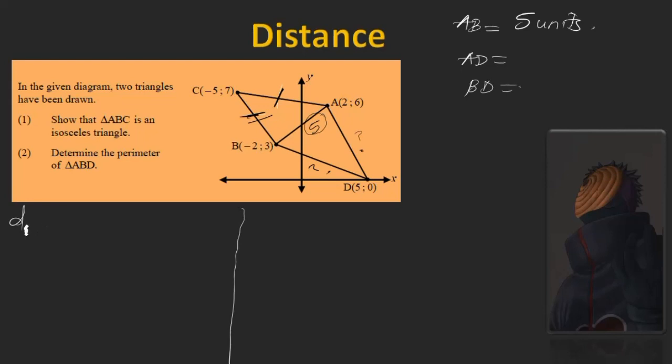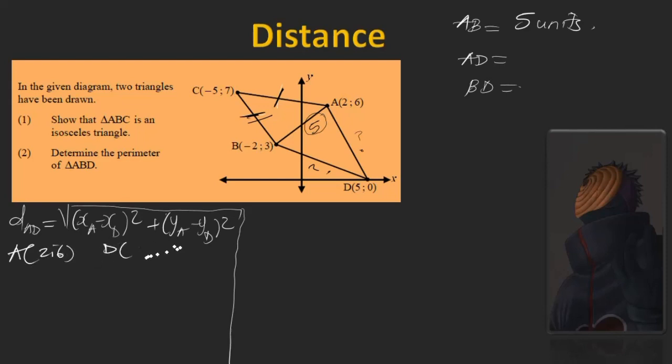Distance of AD is equals to x at A minus x at D squared plus y at A minus y at D squared, and all this is under a square root, right? Then we write the coordinates. Coordinates of A, we have 2 and 6. Coordinates of D, we have 5 and 0. Then we substitute.